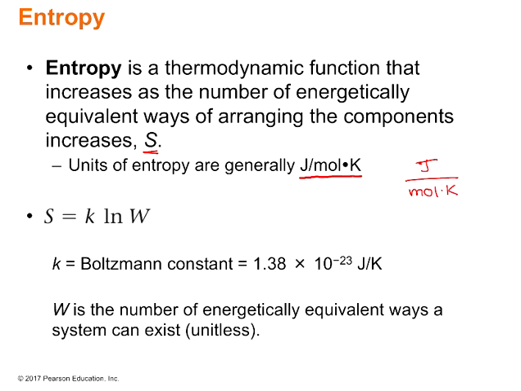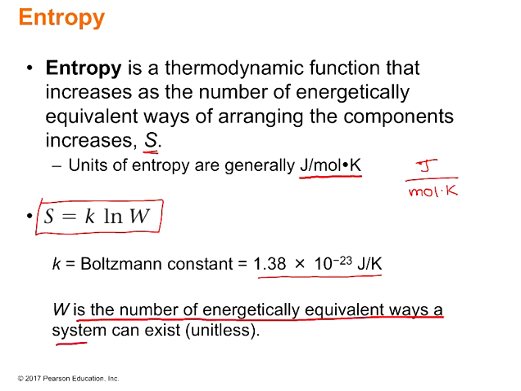All right, so the classical definition for entropy is shown below. So entropy is equal to a constant, k, referred to as the Boltzmann constant, and that's equal to 1.38 times 10 to the negative 23rd joules per Kelvin. And then we multiply that constant by the natural log of capital W, and that capital W is the number of energetically equivalent ways a system can exist. So this is unitless.